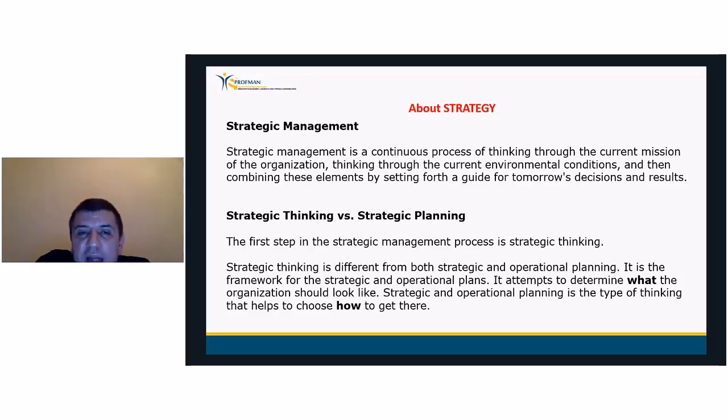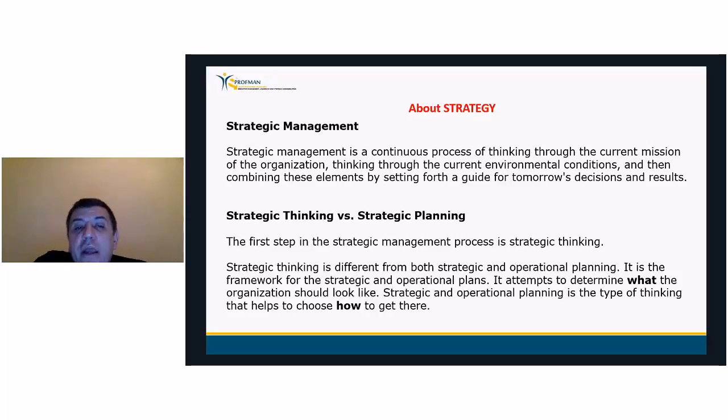It's required to put decisions into practice, as well as with strategic control, which ensures that the chosen strategy is being implemented properly and produces the desired results. Strategic thinking is different from both strategic and operational planning. It is the framework for the strategic and operational plan. It attempts to determine what the organization should look like. And strategic and operational planning is the type of thinking that helps to choose how to get there.